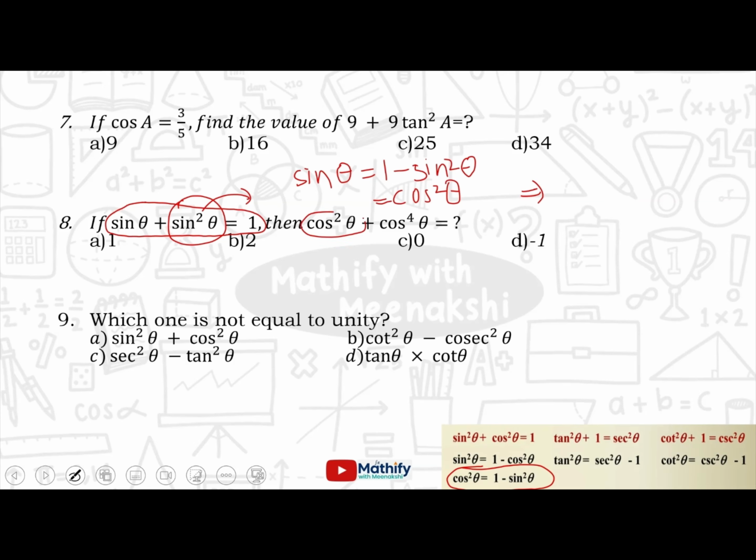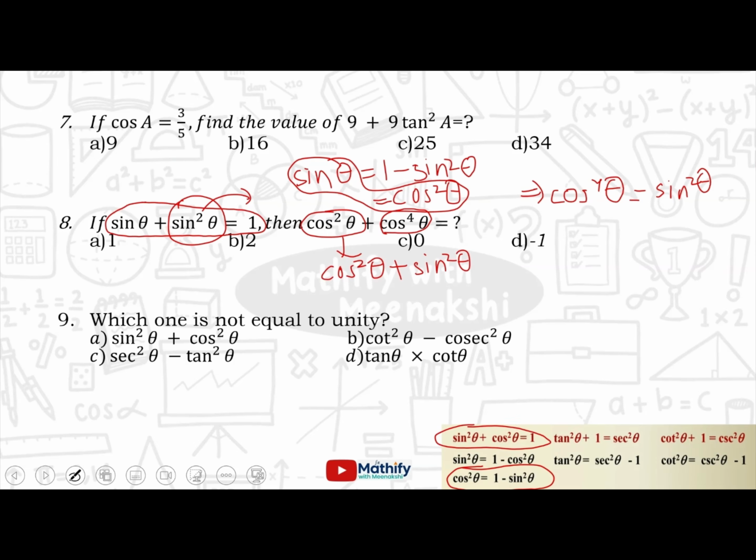Here also we have a square. Can we make any identity? Yes. How can I replace cos 4 theta? If you take the square on both sides, what will you get? Cos 4 theta is sine square theta. That means you can write cos square theta as it is, plus the value of cos 4 theta, which is sine square theta. And what is that? It's an identity. That's 1.